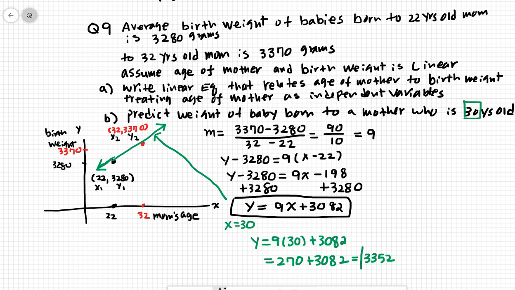So we are predicting that if the mom is 30 years old, we anticipate the baby's birth weight is going to be 3,352 grams.